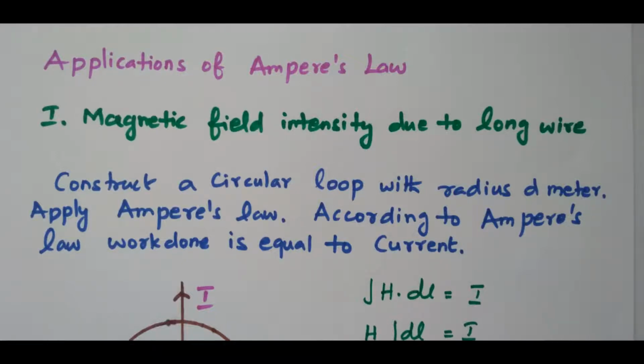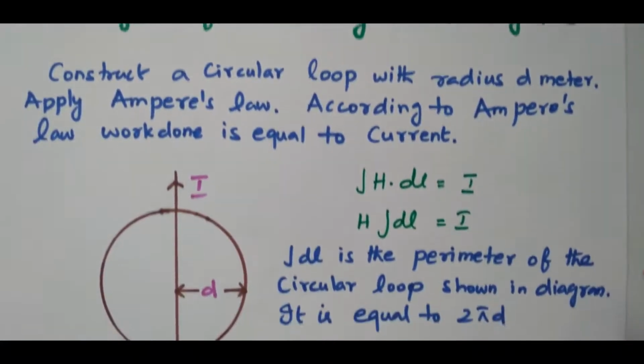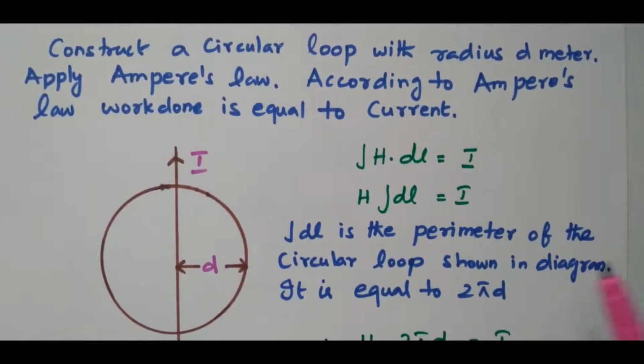This is a long wire, right? Finite wire means the length is defined, but here the length is not defined. It's a long wire. Now consider a circular loop with radius d meter. Refer to this diagram. We are considering one circular loop with radius d. This is nothing but the conductor, and current I is flowing through the conductor. Due to this current flow, the magnetic field is produced in and around the conductor.